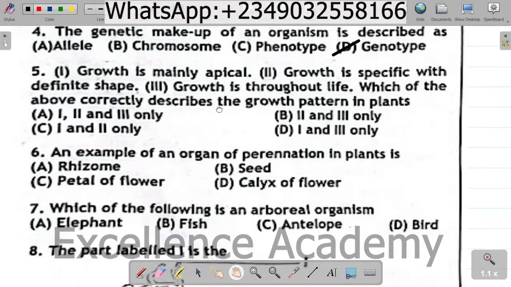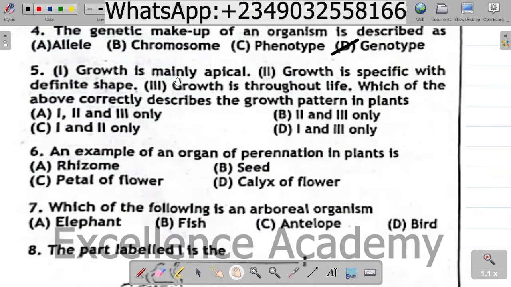Question 5. I. Growth is mainly apical. II. Growth is specific with definite shape. III. Growth is throughout life. Which of the above correctly describes the growth pattern in plants? A. II and III only. B. I and III only. C. I and II only. D. I and III only.